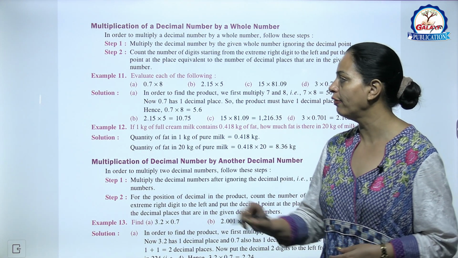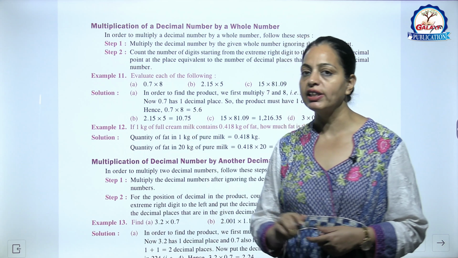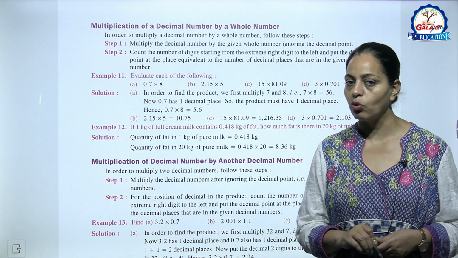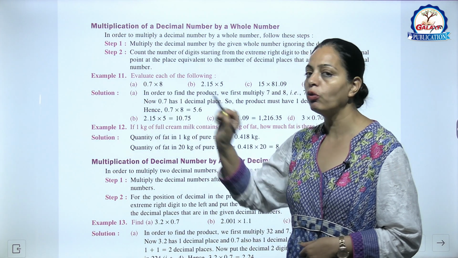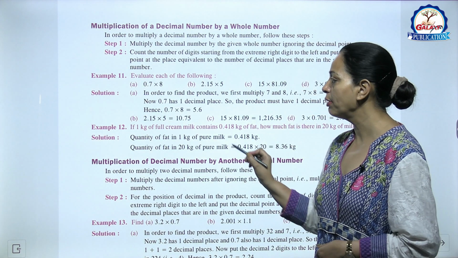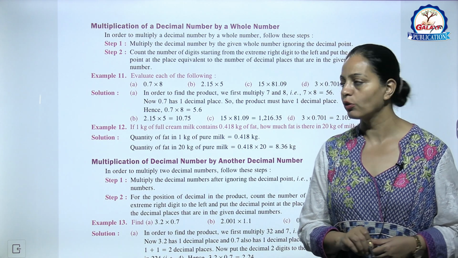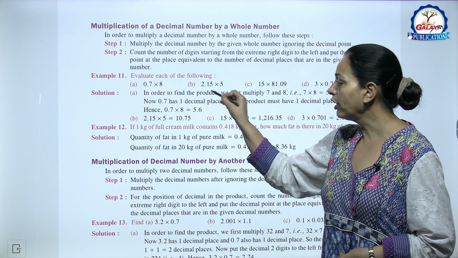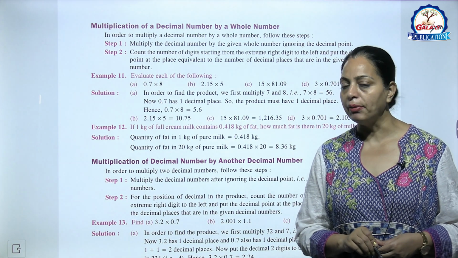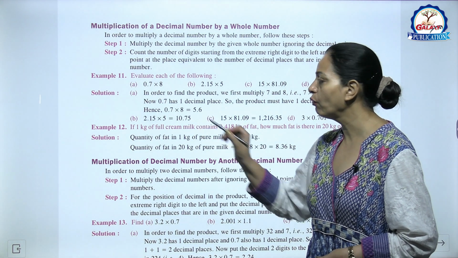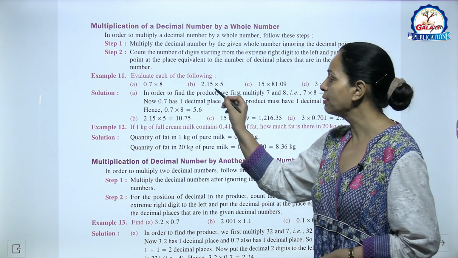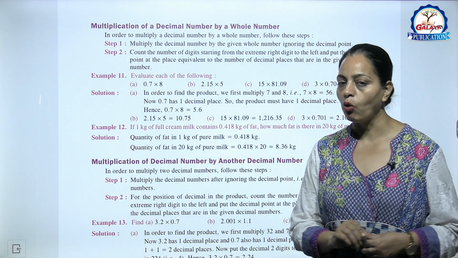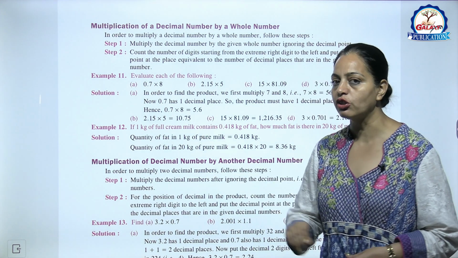See here example 11. Evaluate A part 0.7 into 8. So just multiply 7 and 8. You know 7 8s are 56. Okay. अब हमारे पास decimal point जो है वो before 1 digit है. So answer में क्या आ जाएगा 5.6. Okay. Then B part 2.15 into 5. 215 और 5 को मल्टीप्लाई कर देंगे सिंपली जैसे मल्टीप्लाई करते हैं. सो वी आर गेटिंग 1075. अब डेसिमल पॉइंट हमारा 2 डिजिट से पहले है, सो व्हाट टू डू, वी हैव टू पुट द डेसिमल पॉइंट बिफोर 2 डिजिट्स फ्रॉम राइट टू लेफ्ट.